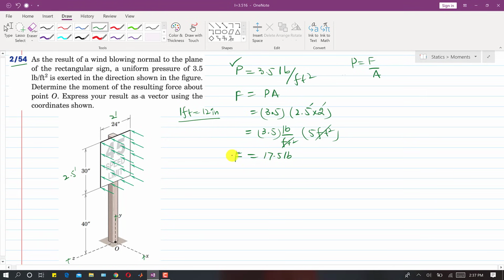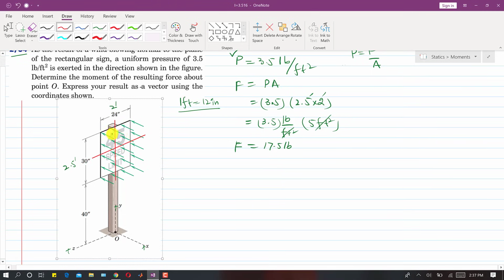Let's assume that this force is concentrated, so it will act at the geometric center of this sign. What will be the geometric center? Let me draw some lines. This intersection point is G, and this distance will be 12 inches, or 1 foot. Similarly, this distance will be 15 inches. So this is the geometric center.